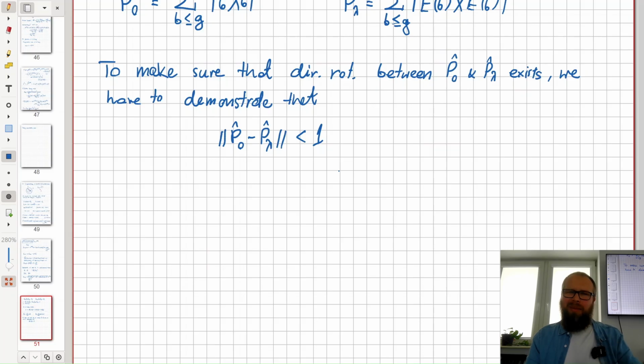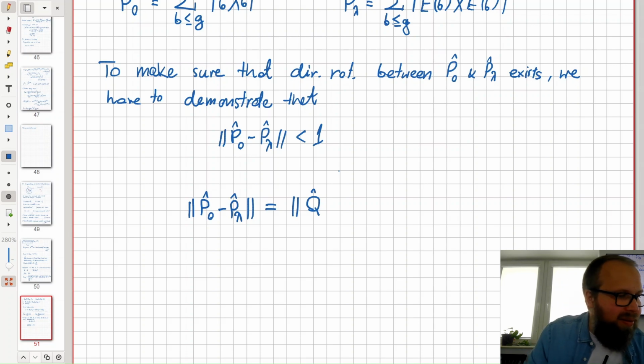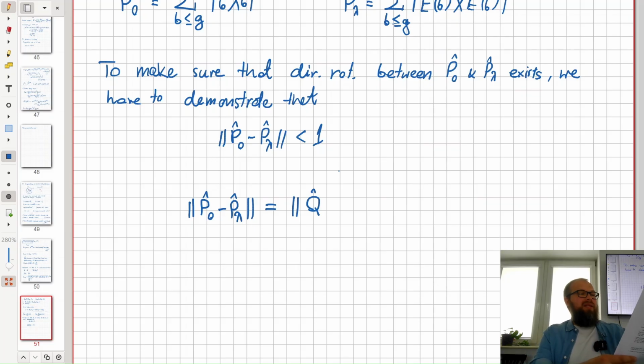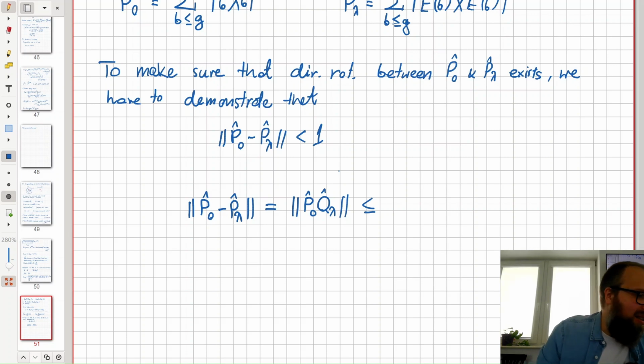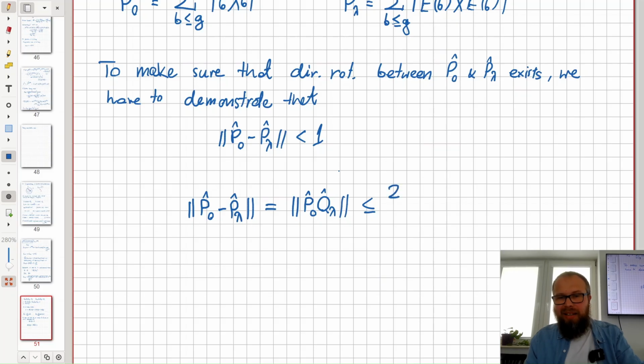The method they are showing, which maybe I will comment on in a second, gives you that the difference between P and P alpha lambda, which is actually the same as taking the norm of P0 Q lambda (I want to be consistent with my notes), they show that this is less than or equal to twice the norm of the perturbation divided by the gap, which is a very nice estimation.